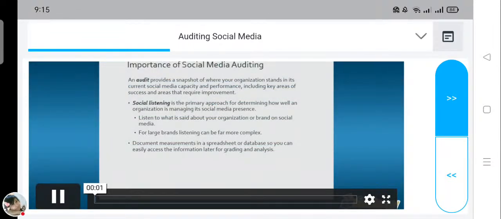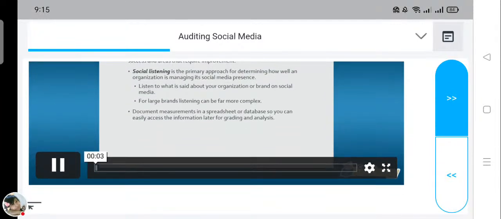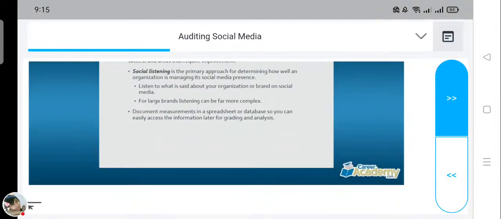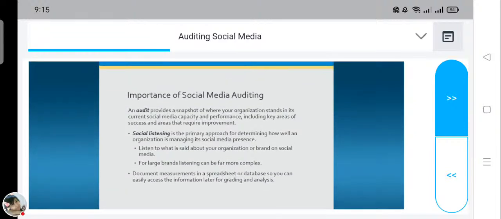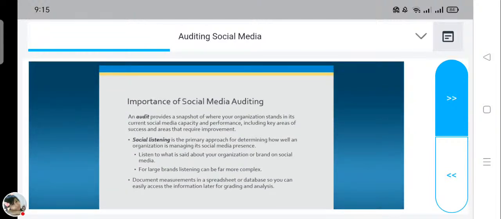Let's begin by talking about the importance of social media auditing. When formulating a social media strategy, it's essential that you figure out if and where your organization is already engaging in social media activities. So as part of the market analysis and audit stage of strategic social media operations, you're going to determine if your organization is already doing things and gauge how effectively they're doing those things.